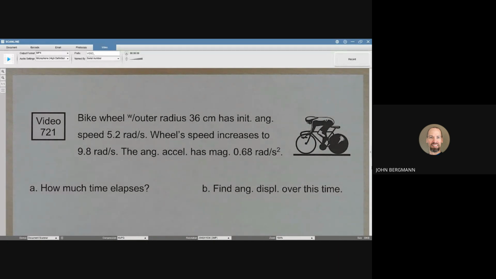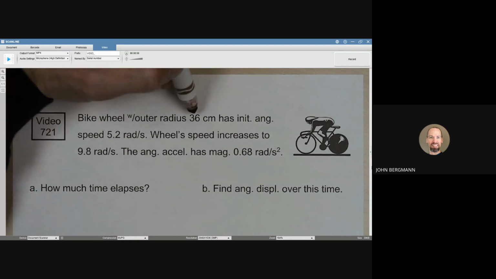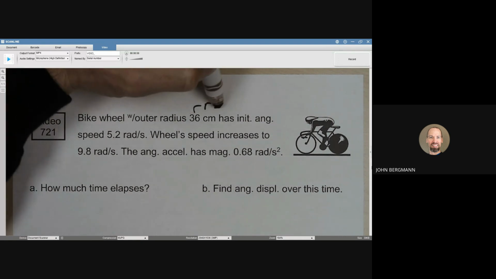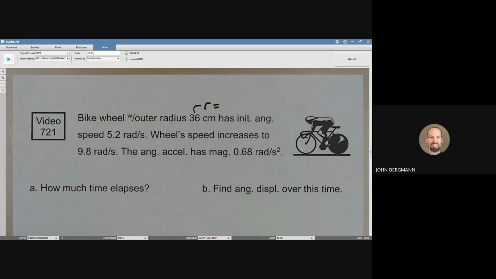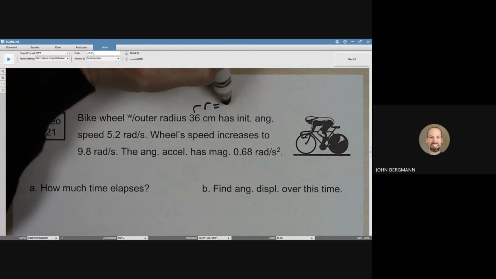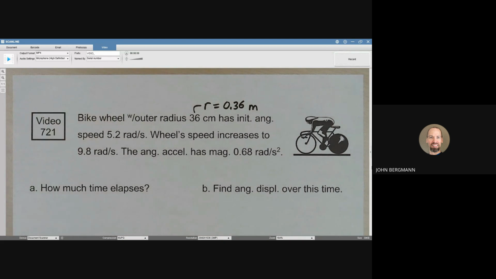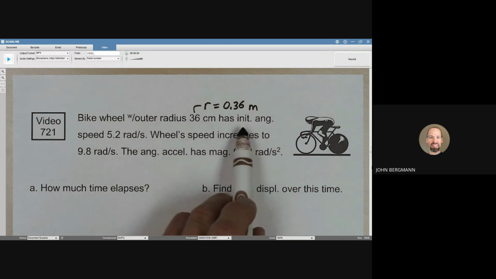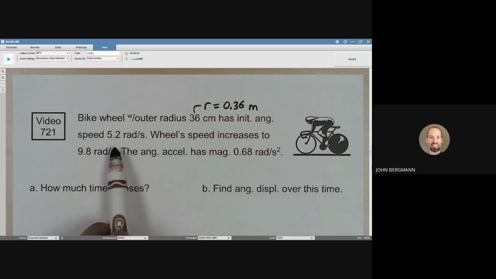Here we have a bike wheel with outer radius 36 centimeters. So let's start identifying these different quantities. The radius is 36 centimeters, and hopefully we are comfortable with realizing that centimeters is probably not the best unit. So let's change that right away into meters. And it has an initial angular speed of 5.2 radians per second.